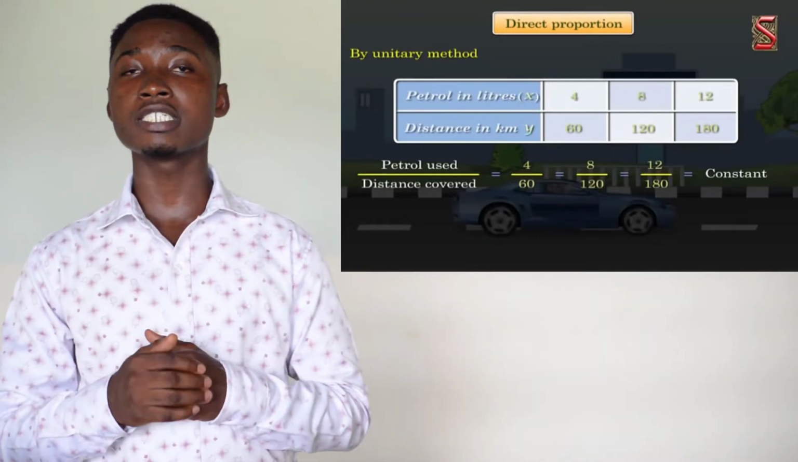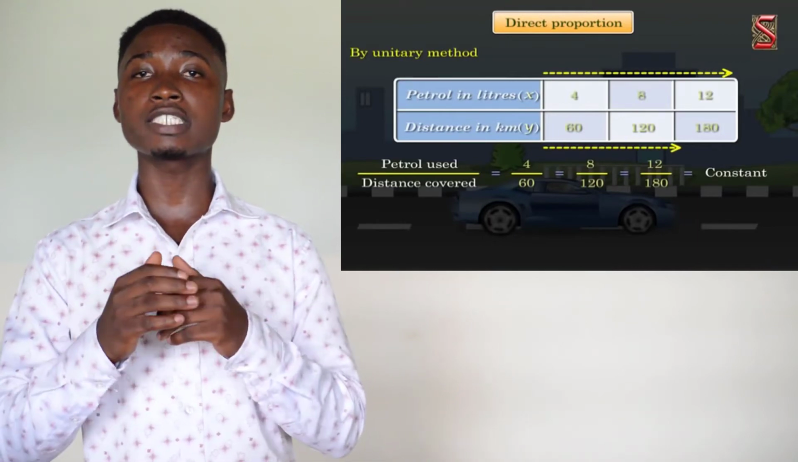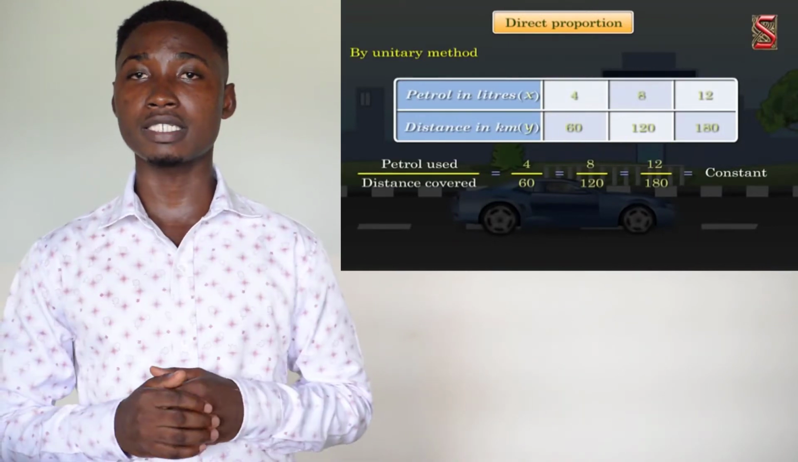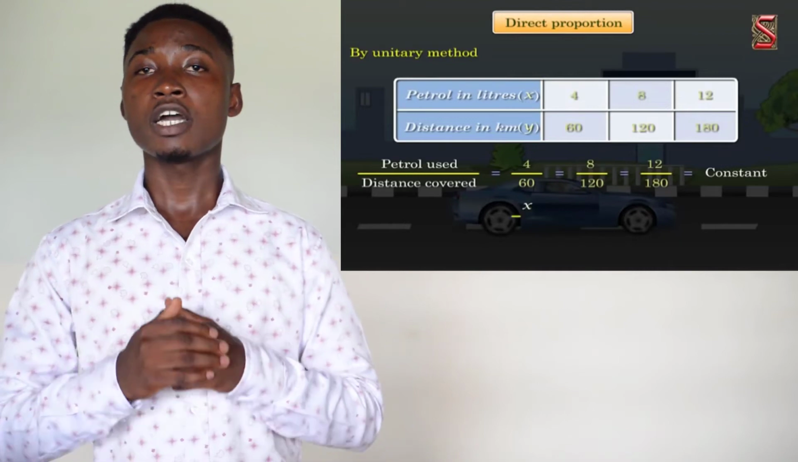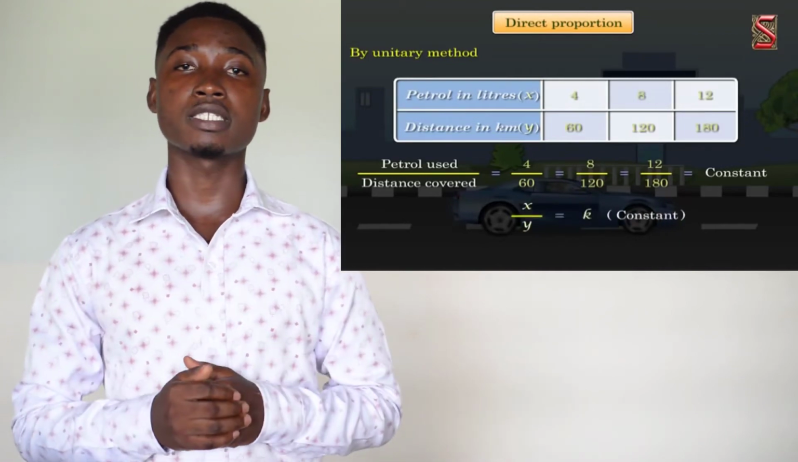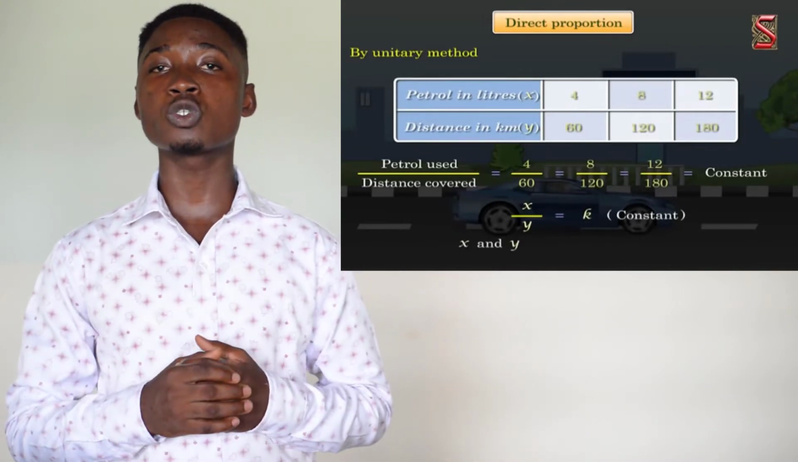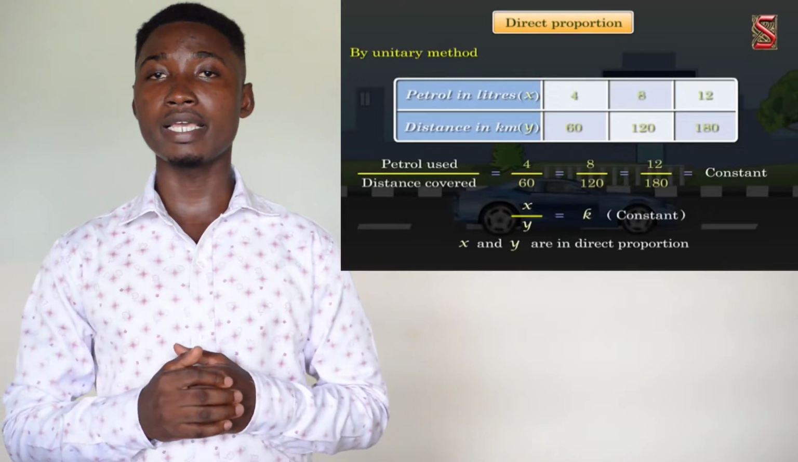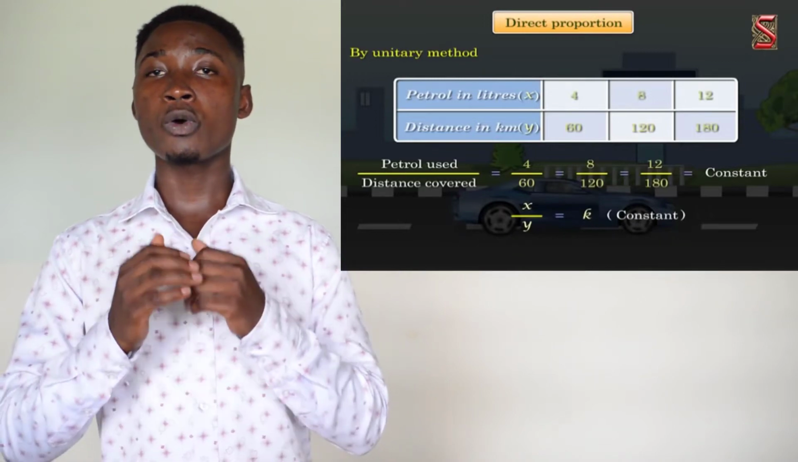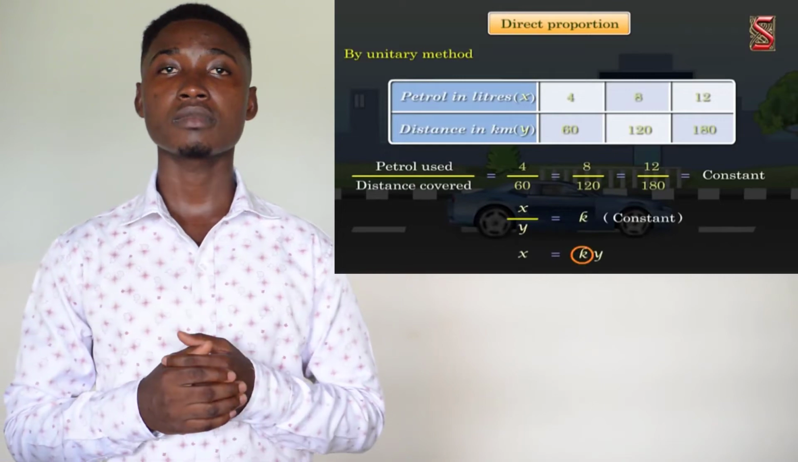As x increases, y also increases. The ratio of x to y is constant, K, which is the variation constant or proportionality constant. We can also say that x is equal to ky in simple mathematics, where k is the proportionality constant.